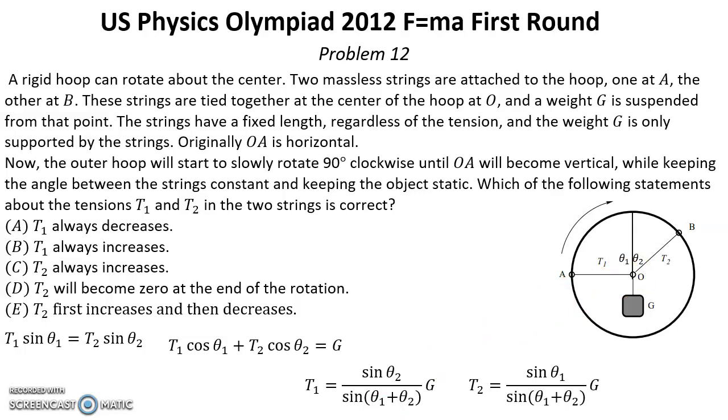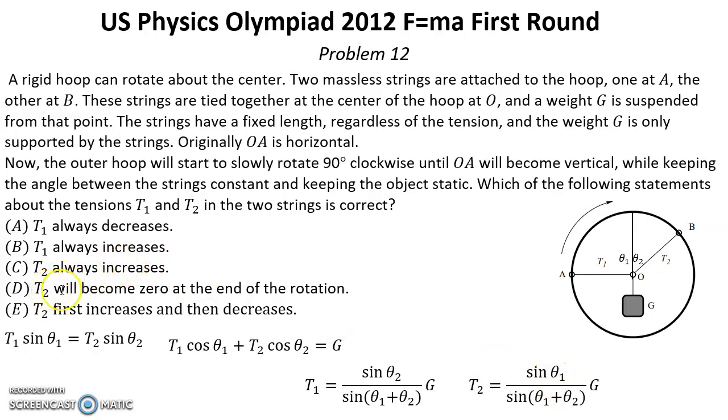And let's check what happened to these answers. Answer A: T1 always decreasing, which is not correct. We investigated, because initially it's increasing and after that it's decreasing. T1 always increasing, that's not correct too. T2 always increasing, which is not correct, it's always decreasing.